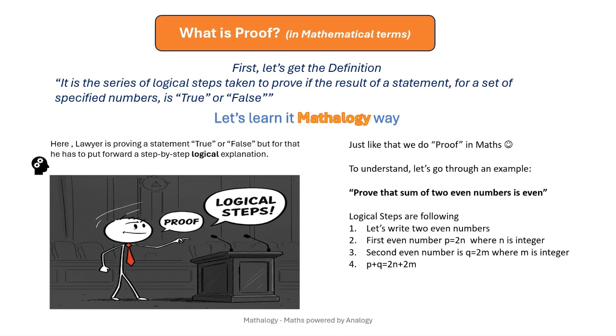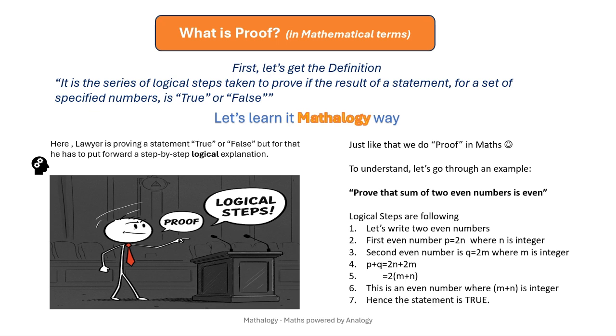We add p and q. Why? Because the statement is saying that we have to sum two even numbers to prove that it is even. So p plus q is equal to 2n plus 2m. If we take the 2 as a common factor from both terms, then in the bracket it remains m plus n. So it's twice an integer, because m plus n is also an integer. So this is also an even number, because the definition of an even number is twice an integer.